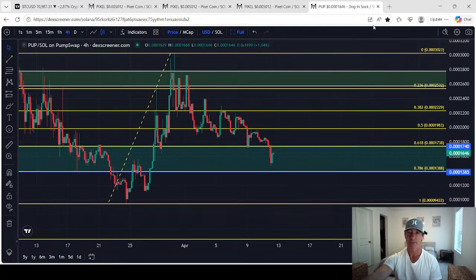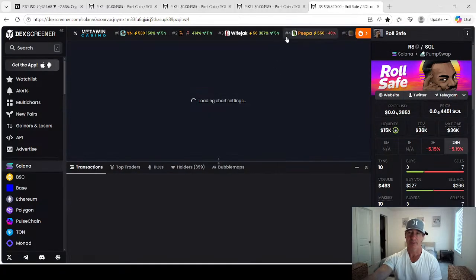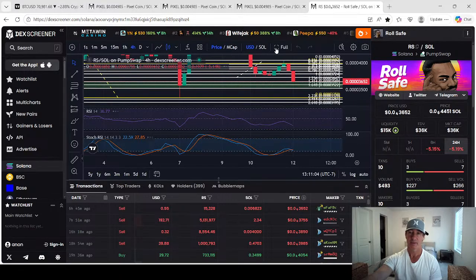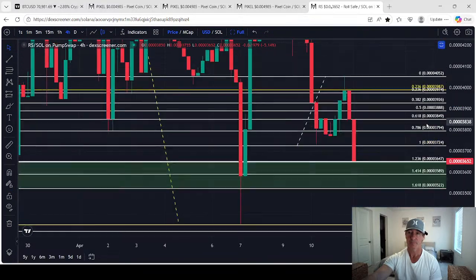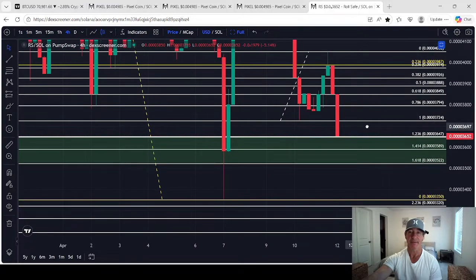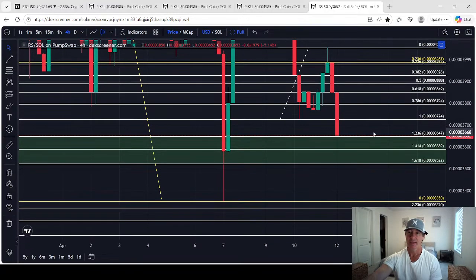Now let's go back to Roll Safe, see what it's doing. Roll Safe. And Roll Safe is still holding this area. So, all right, so that is what I'm looking at.